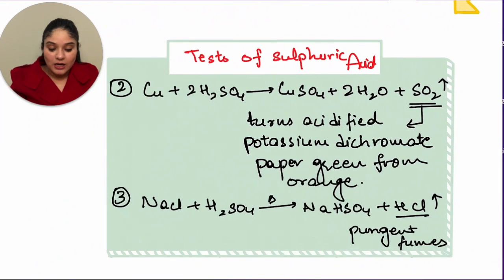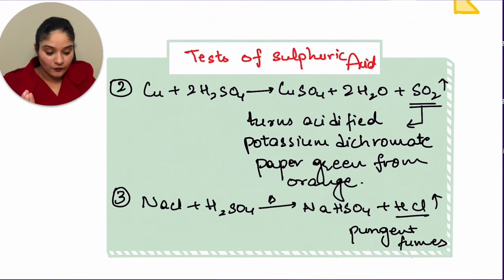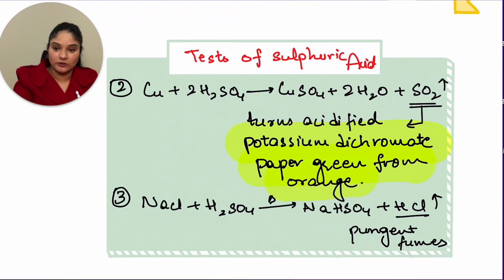Then the next one you have is copper with H2SO4. This gives you a gas that is SO2. So this is your test: if you're reacting sulfuric acid with copper, you get a gas which turns acidified potassium dichromate paper from orange to green. So this is your confirmation for the gas.